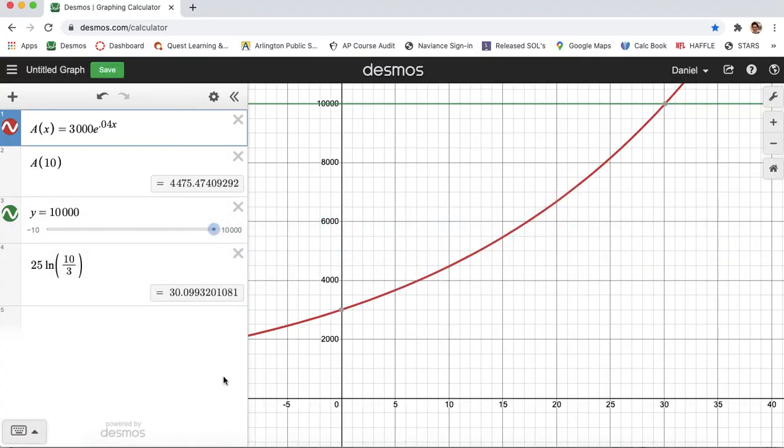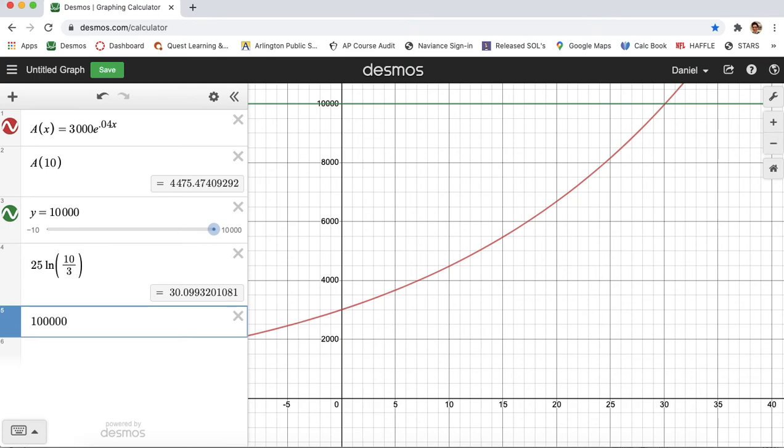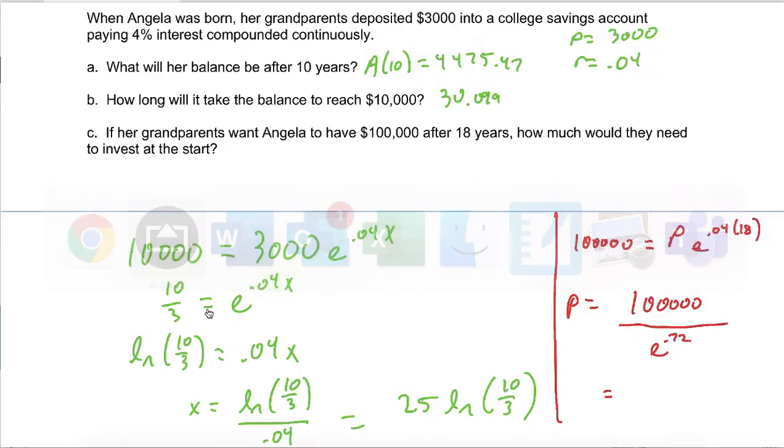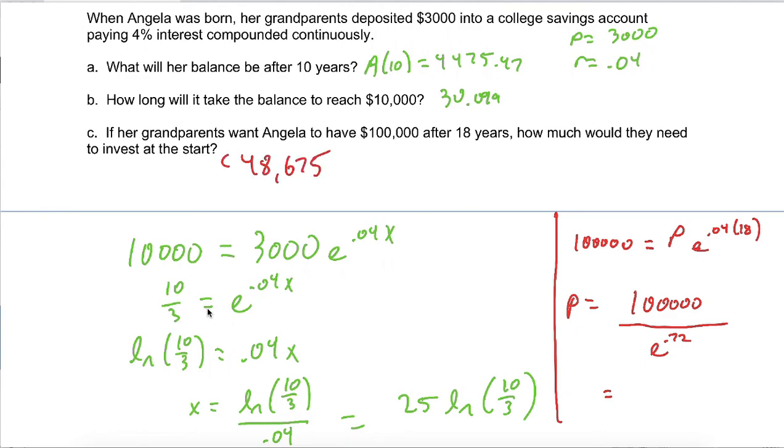And then we can turn back to Desmos to plug that in. 100,000 divided by e to the 0.72 is $48,675. That's how much they would have needed to start with in order to end with $100,000 after 18 years.